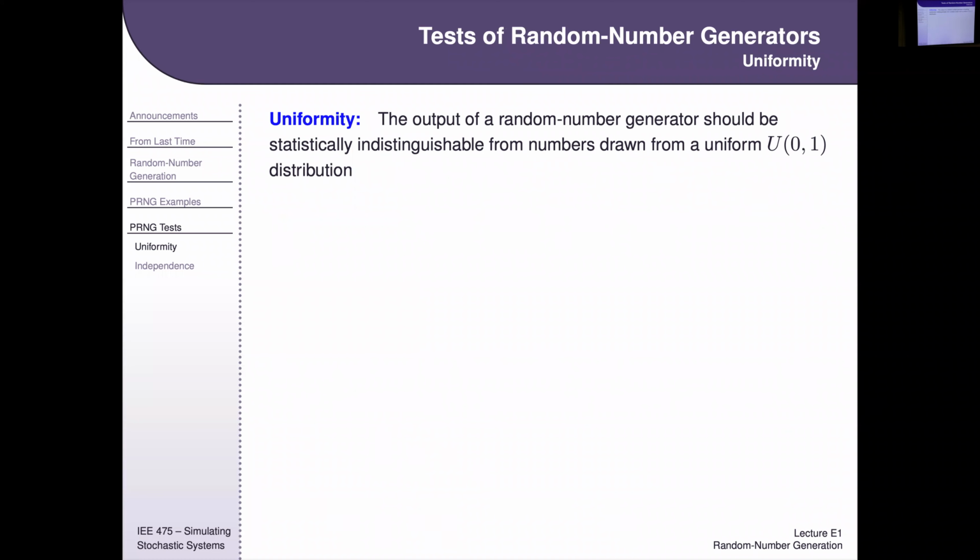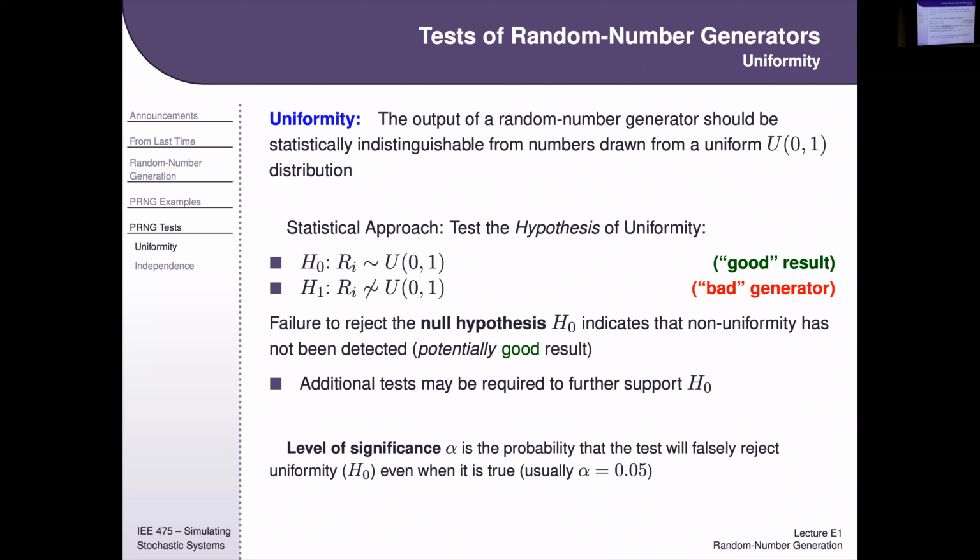So for uniformity, like I said, the output of a random number generator should be statistically indistinguishable from a uniform random variable distributed between 0 and 1. So we want to take a statistical approach, and our null hypothesis is that our random numbers are uniformly distributed. Our alternative hypothesis, which we would like to detect with the test if it's true, is that they're not uniformly distributed. So with a good random number generator, you won't be able to detect the difference. Your p-value will be greater than 0.05.